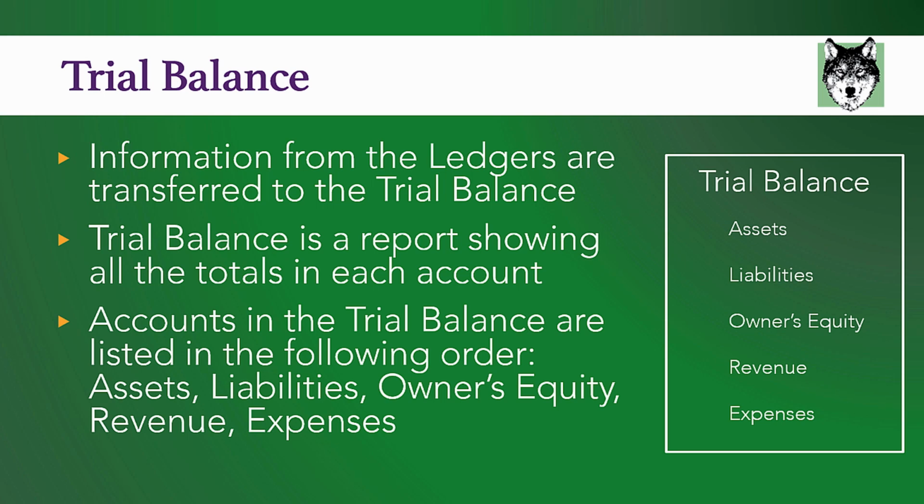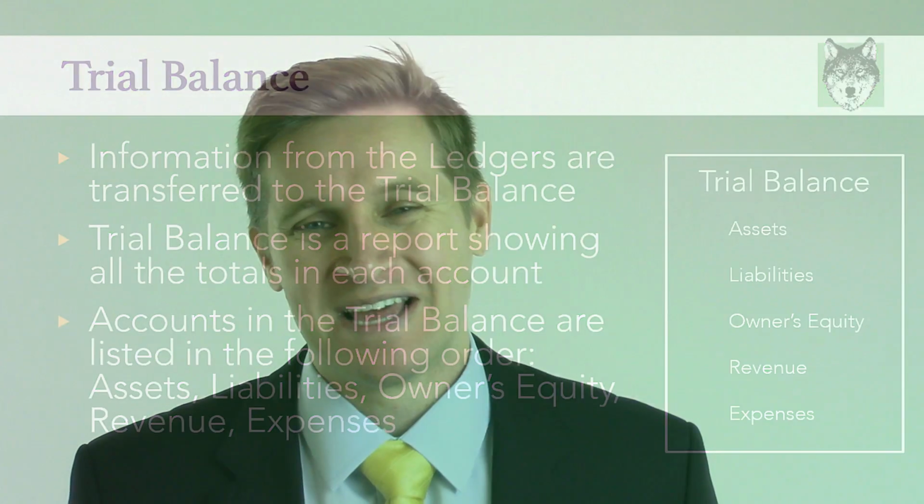And the cool thing with the trial balance is that your debits always equal your credits because it goes back to the original journal entry where your debits equal your credits. So all the way through your process, your debits will equal your credits, and you can see that on your trial balance.